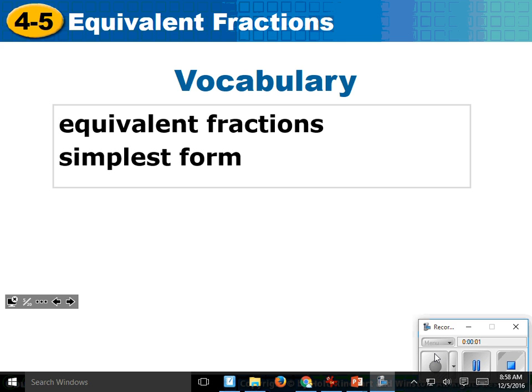Today is nothing more than really a review. We're going to talk about equivalent fractions and putting things in simplest form.